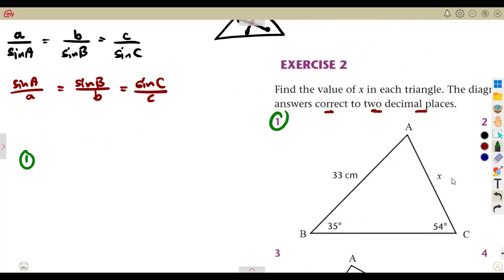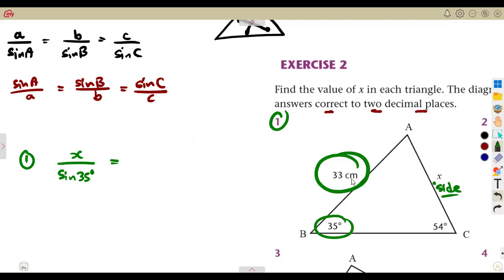So in this case, x that we are calculating is representing a side. That's a side. And as I said, it is just best that you write the sides on top if you're calculating the side. So do not worry, it's just a over sine A, b over sine B. What you're calculating is x over the sine of the angle that you're given, which is the sine of 35 degrees. It must be equal to the other side, which is a pair to the angle. That is 33 over the sine of the angle that you're given, which is the sine of 54 degrees.